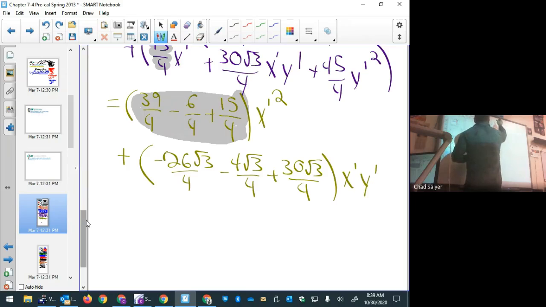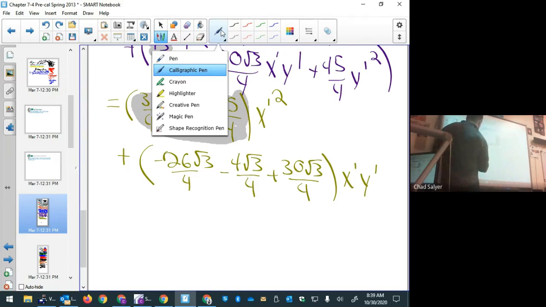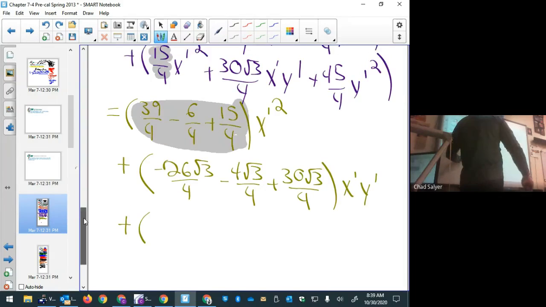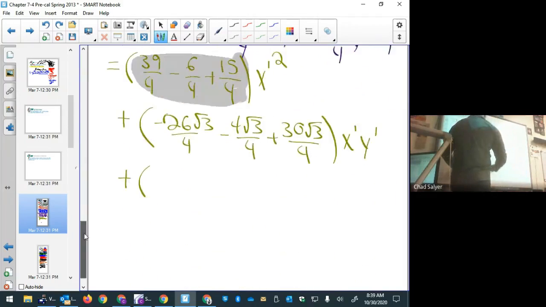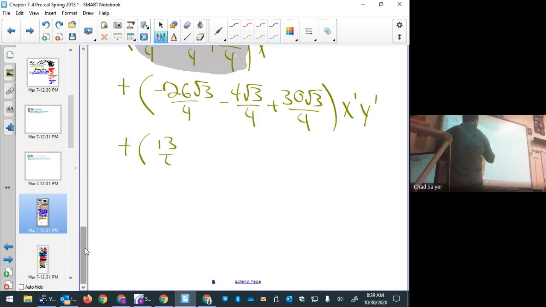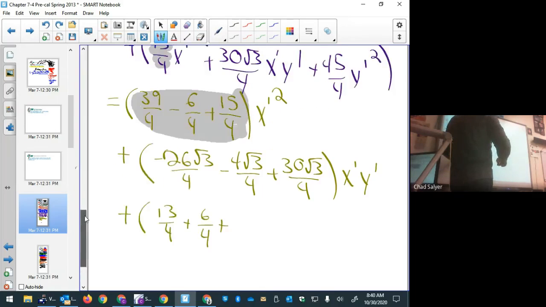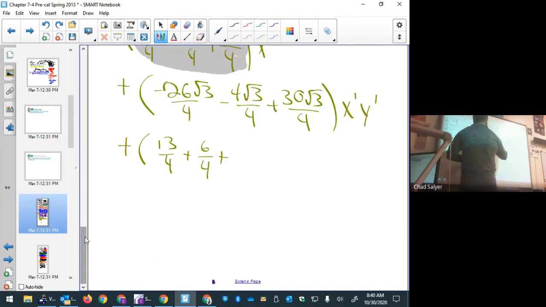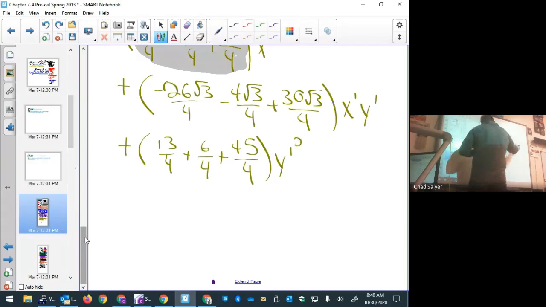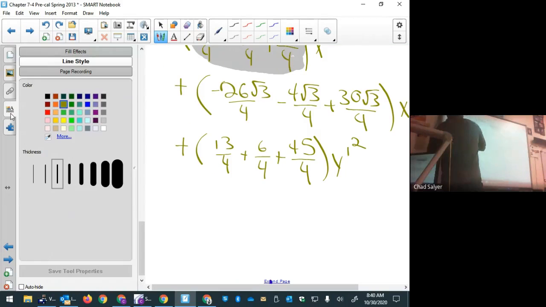Now the y terms. So plus, or y prime squared terms, I should say. 13 over 4, 6 over 4, plus 45 over 4. All right, new step, new pen color.